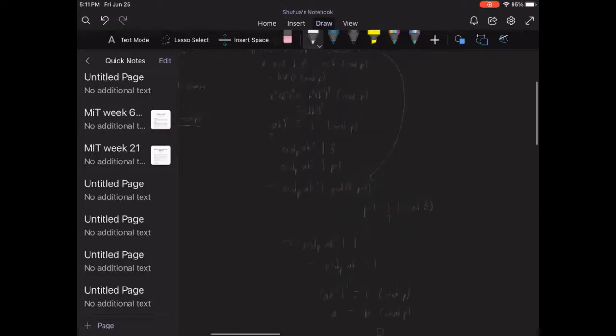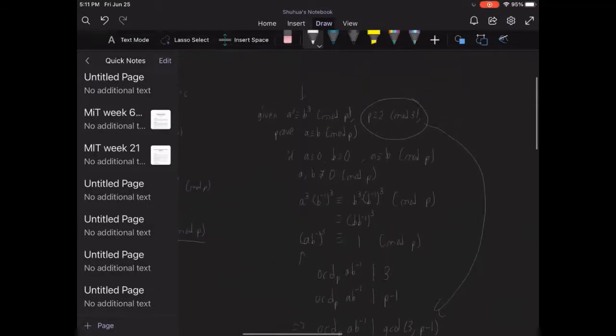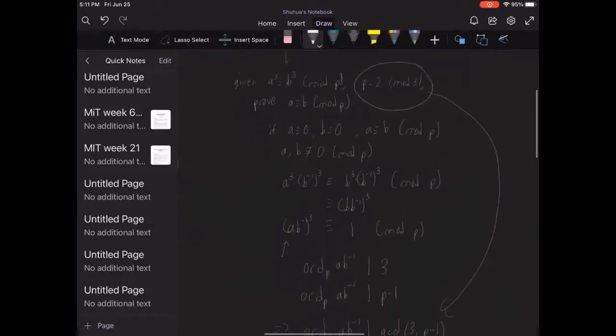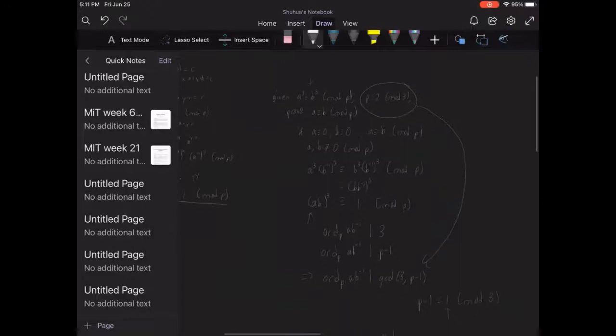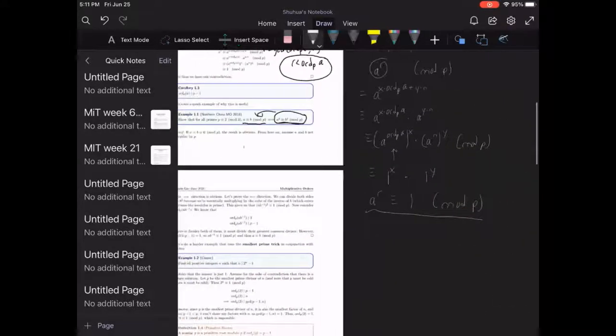Okay, were there any questions on that example? Okay, cool. We'll be seeing a lot of the same techniques inside later examples.